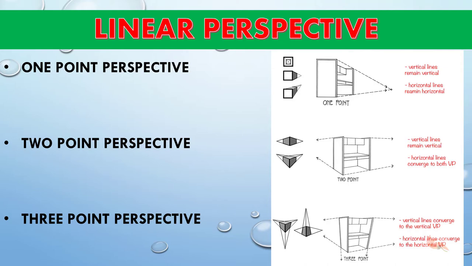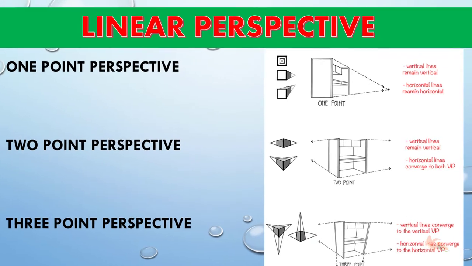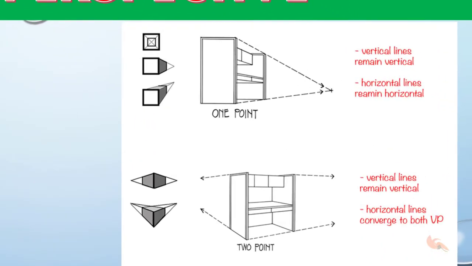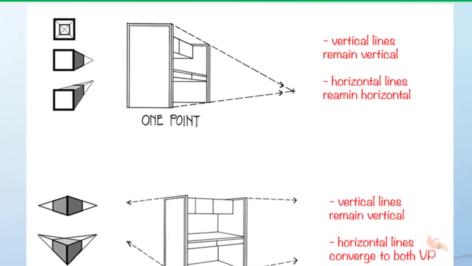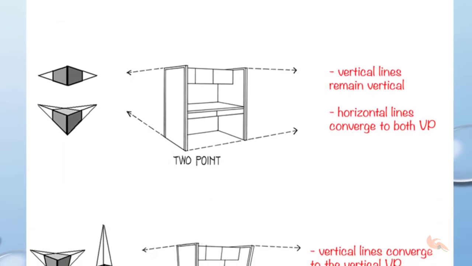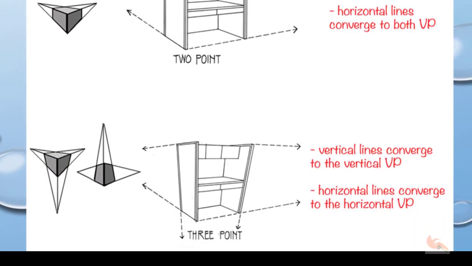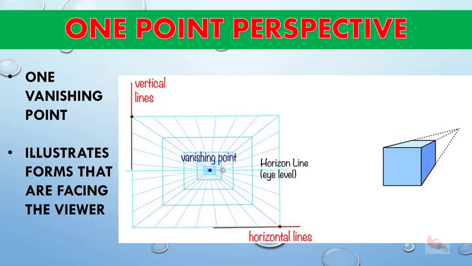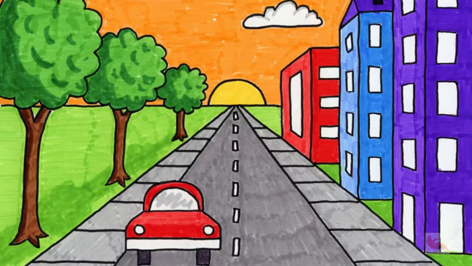Linear perspectives, convergence of lines, is the most effective way to show distance. Though there can be many vanishing points in a scene, the concept can be understood better if we see 1-point, 2-point and 3-point perspectives. Let's come to 1-point perspective. In 1-point perspective, there is only one vanishing point and it is used to illustrate forms that are facing the viewer. In this type of perspective, the viewers are drawn into the scene.